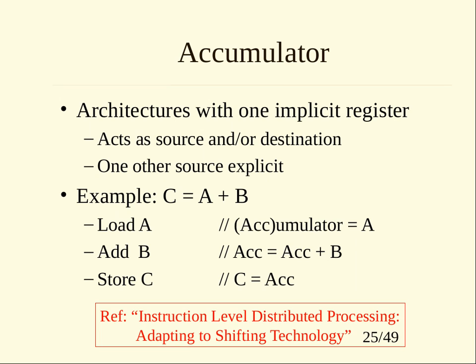So if you load from an address, you know that that's going into the accumulator, the one address. You don't have to specify the register, you just load right into it. Add B, well, there's one register, so you're obviously adding a variable straight back into the accumulator. And then if you want to store it, same thing, you know it's coming from the accumulator, you store it back out.